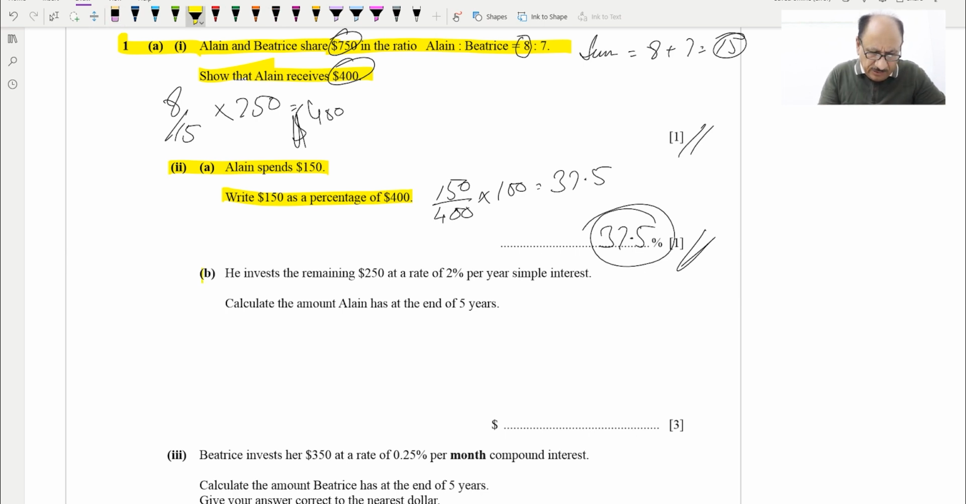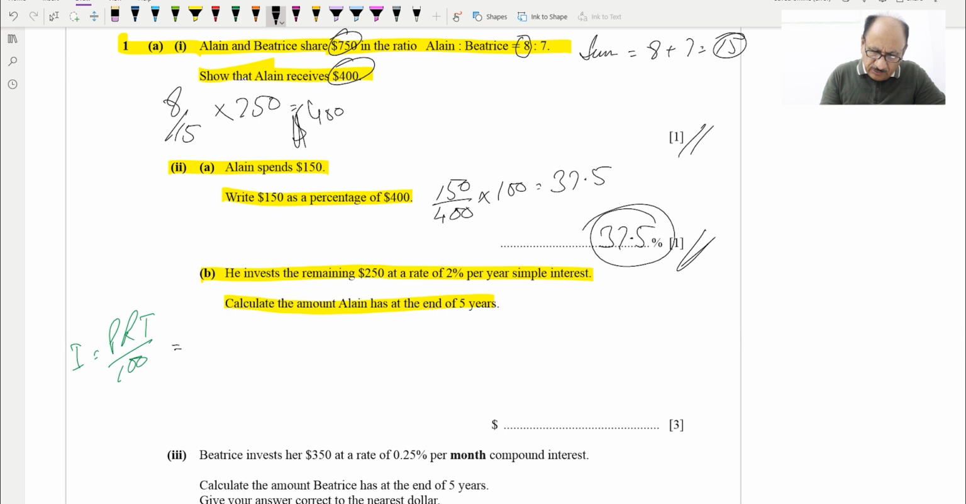Part (b) says he invests the remaining $250 at the rate of 2% per year simple interest. Calculate the amount Alan has at the end of 5 years. So this is simple interest. The simple interest formula, we know, is interest equals PRT over 100. So this is the formula we will be using.